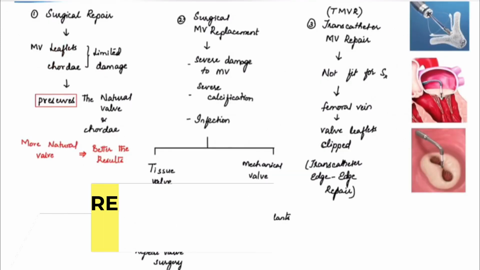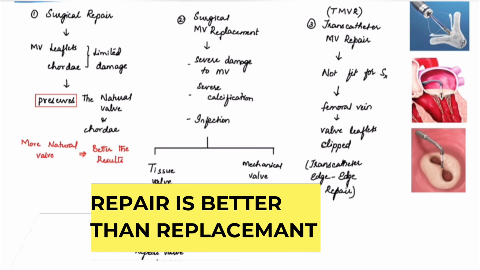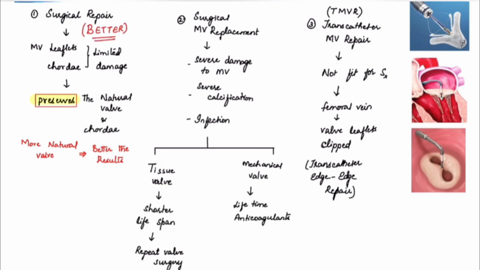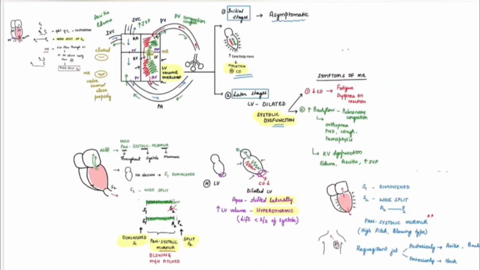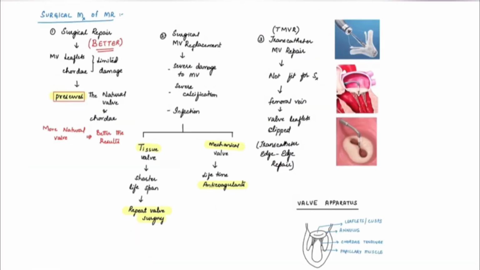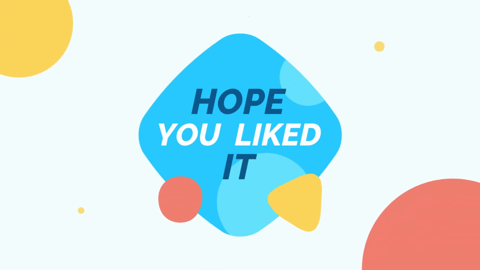So that is why, as compared to mitral valve replacement, mitral valve repair is better because firstly it preserves the natural valve, thereby the results are better, and these drawbacks which are caused by mitral valve replacement, like repeat valve surgery or use of anticoagulants, are not needed. So this is the complete picture, starting from the causes of mitral regurgitation, the pathogenesis, the diagnosis, and finally the treatment of mitral regurgitation. So I really hope it was useful to all of you.